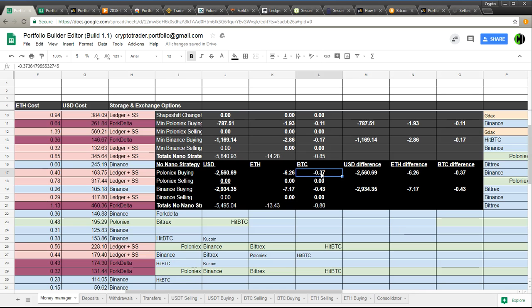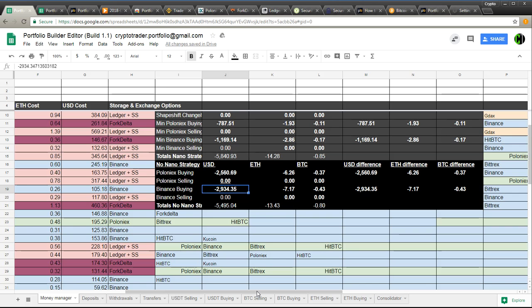0.37367 Bitcoin, or 6.26 Ethereum at current prices, to Poloniex to buy coins which have been highlighted as ideal to buy in Poloniex due to liquidity, and then $2,934 to Binance. The remaining amount of capital would remain at GDAX.